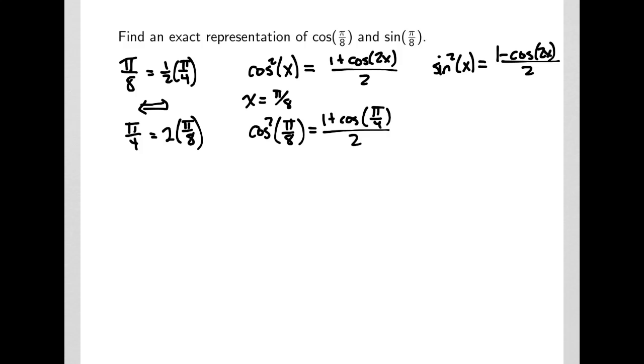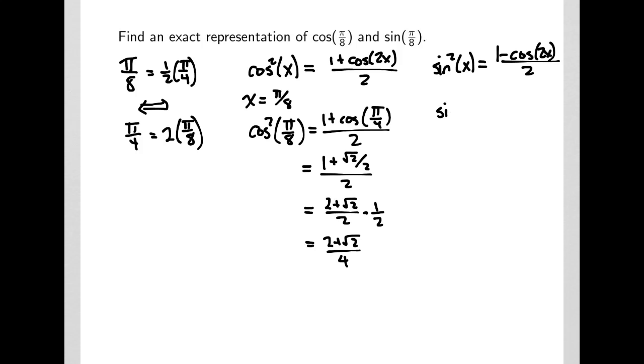And we know that the cosine of pi over 4 is root 2 over 2. So that I can get 2 plus root 2 over 2. Then I still need to divide it by 2, so I multiply by a half. So what I find is that the square of the cosine is 2 plus square root 2 over 4.